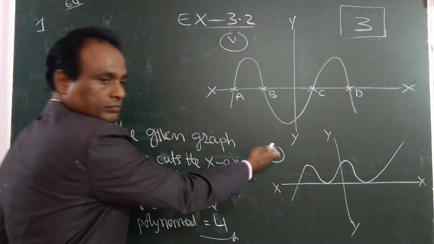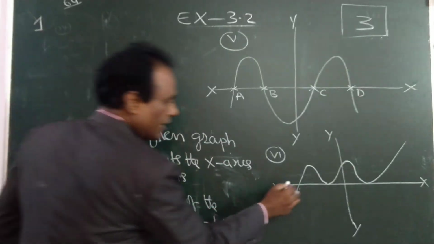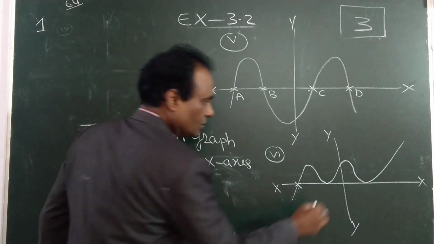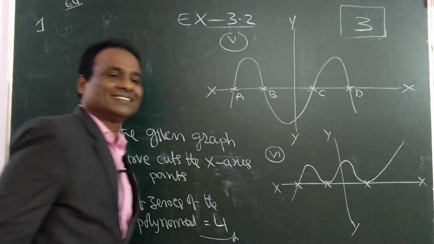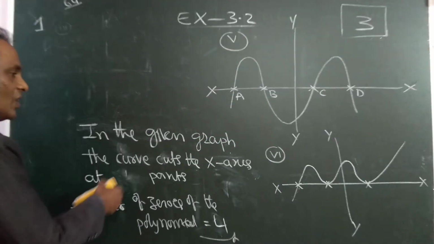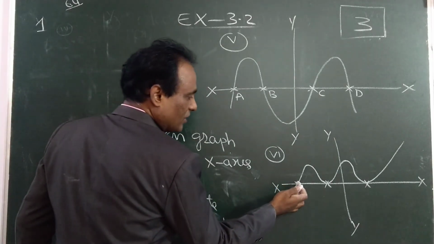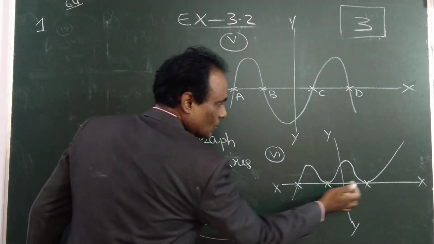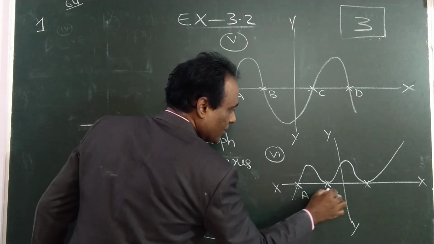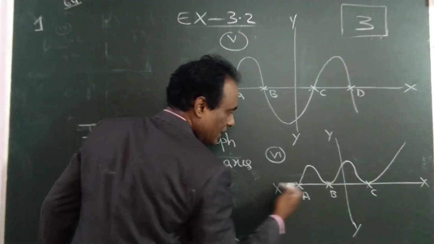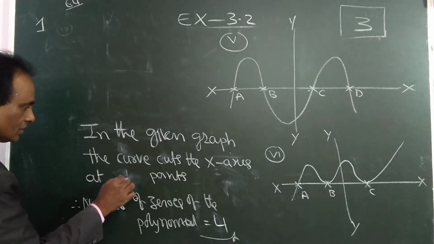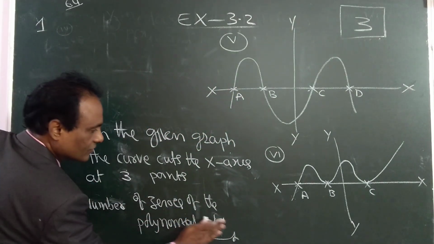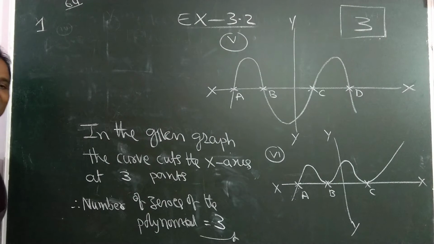Last bit, 6th. See here, 1, 2, 3. How many answers? How many zeros of the polynomial? 3. 1, 2, 3. Say A, B, C, meeting the x-axis here, here, here. 3, 3 over. That's all.